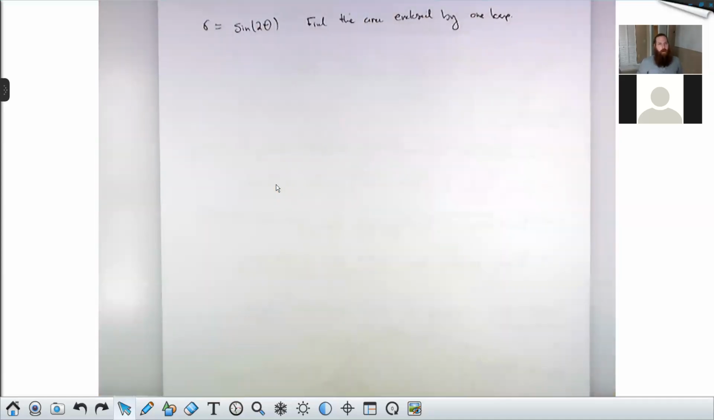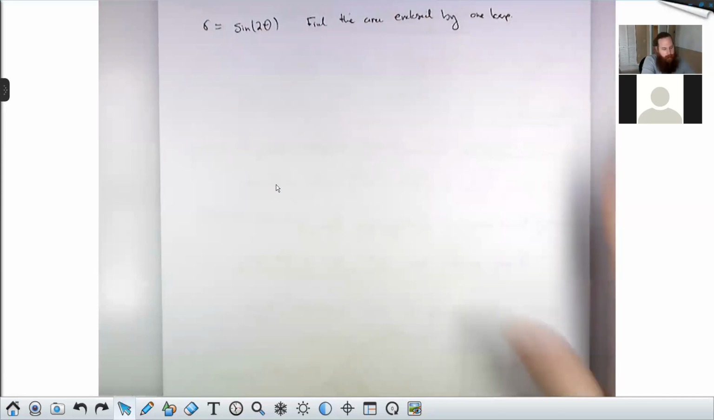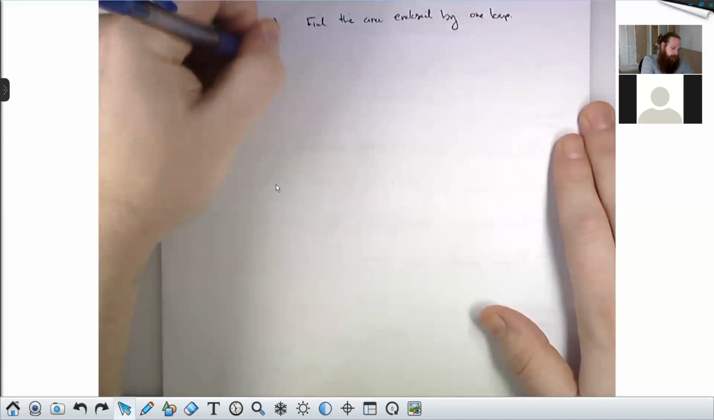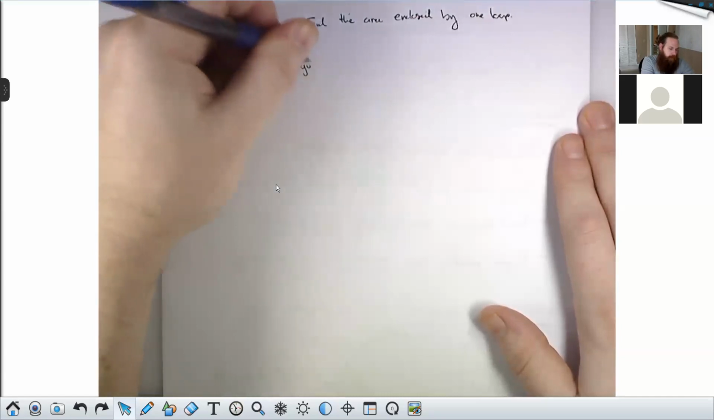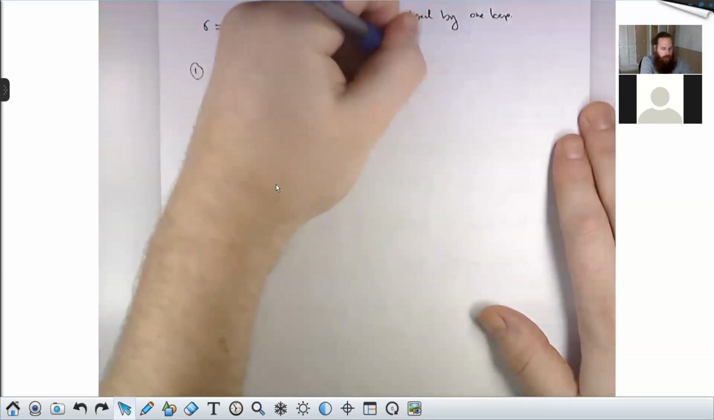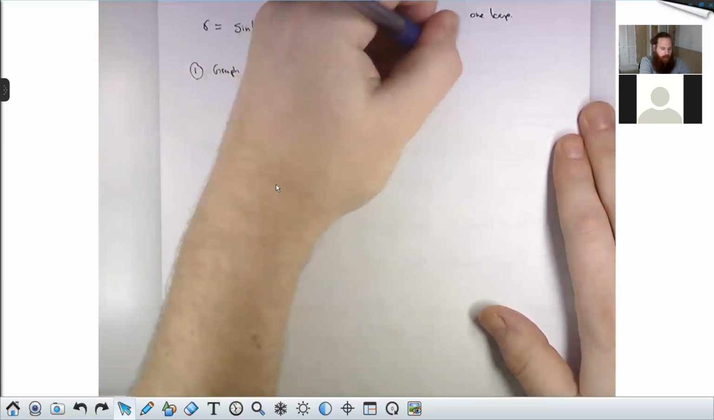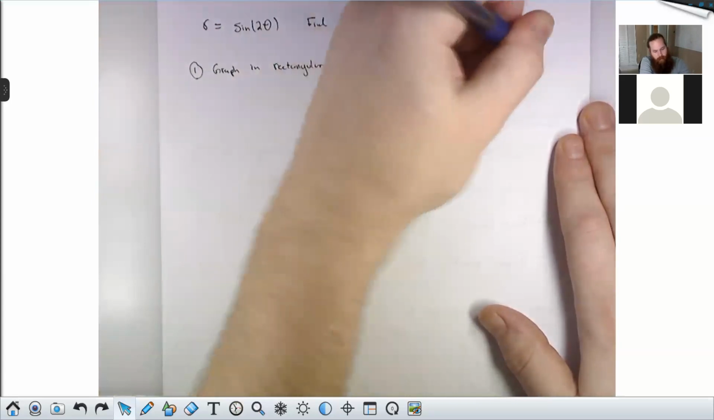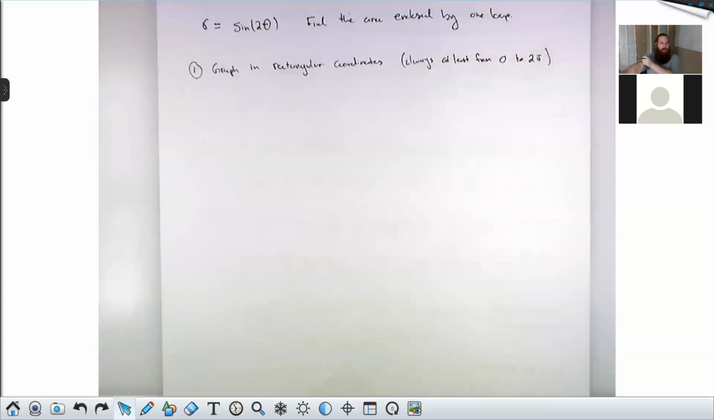First, of course, we're going to have to draw the graph. And in order to draw that graph, remember our procedure. First, we graph in rectangular coordinates. That's normal, like Cartesian stuff. And then we transfer the graph bit by bit into polar coordinates. So first we graph in rectangular coordinates. Always at least from 0 to 2 pi, because I want to know in my polar setting how we go around.